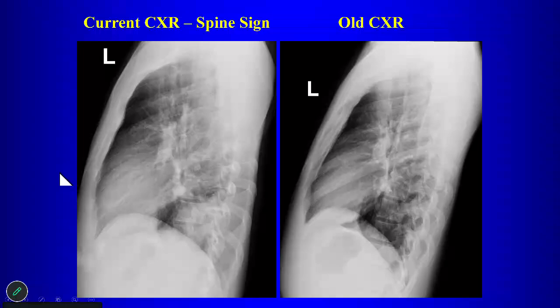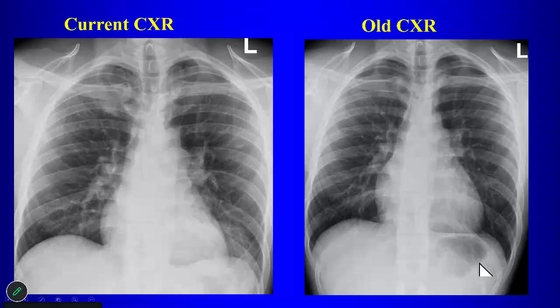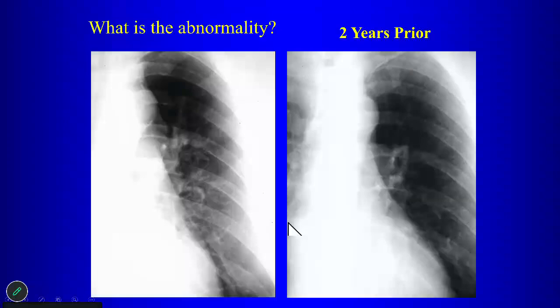Spine sign, something is in the retrocardiac space here. Normal, that's what the patient should look like. This is the patient with the left lower lobe pneumonia. Okay. Some test cases. Comparing the prior study to 2 years prior, what's abnormal?